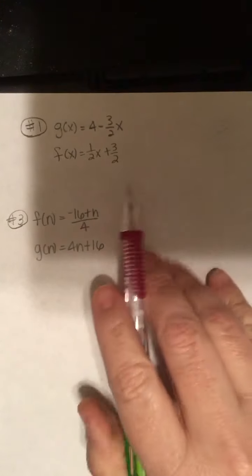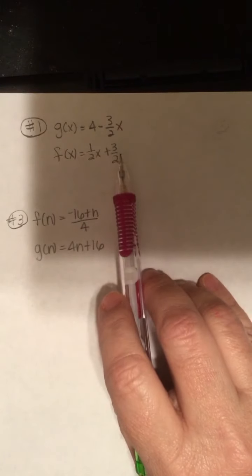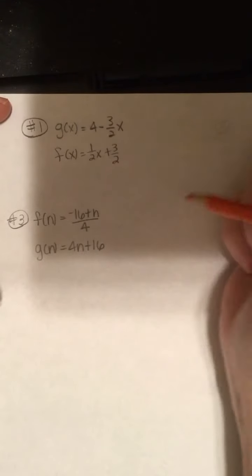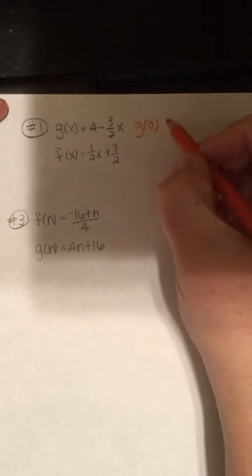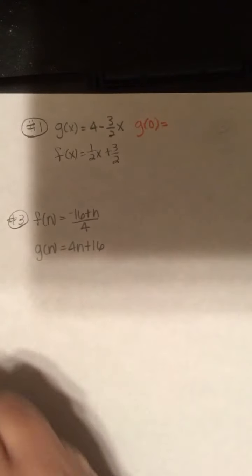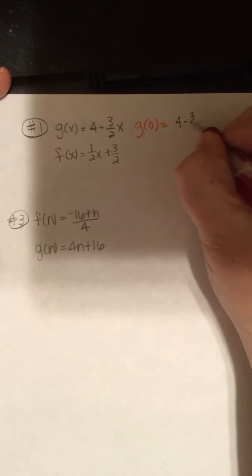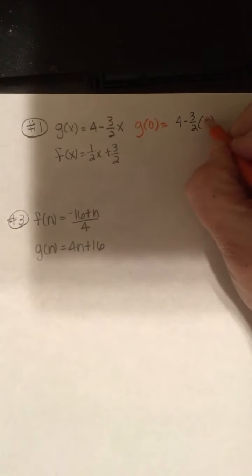Okay. The only difference between this one and example 2 in our notes is that they don't give us an x equals. So in this case, I am going to just pick the x. So I'm going to do g of 0. Okay. I picked 0 because 0 is the easiest thing to plug in. So 4 minus 3 halves times, this is where I'm going to plug in 0 for x. Anything times 0 is 0, and all I'm left with is 4.